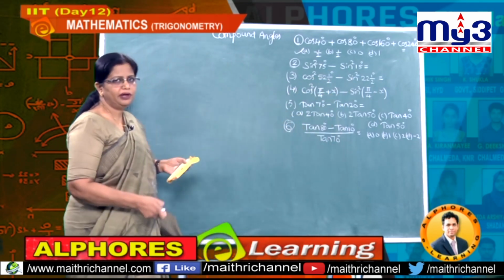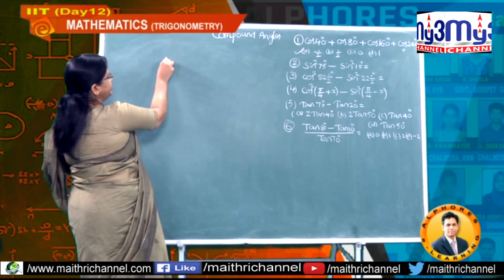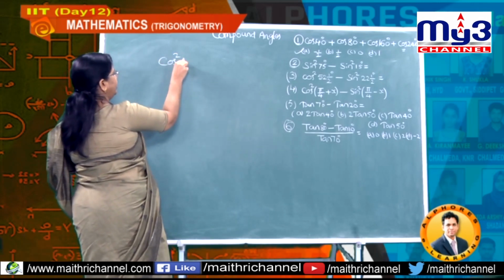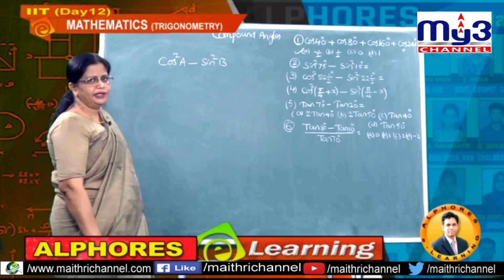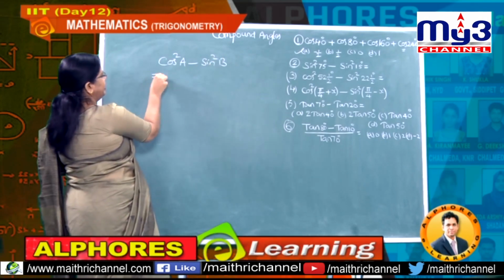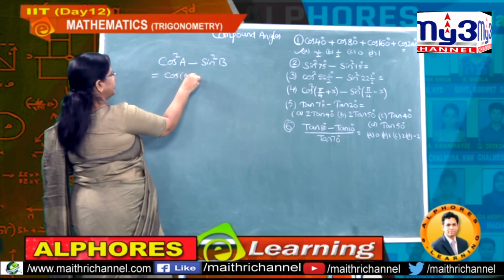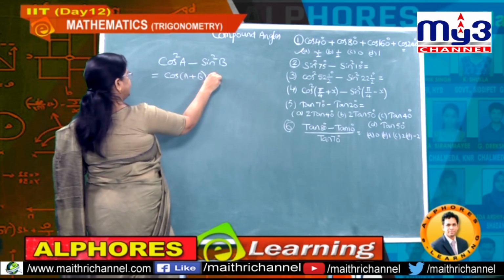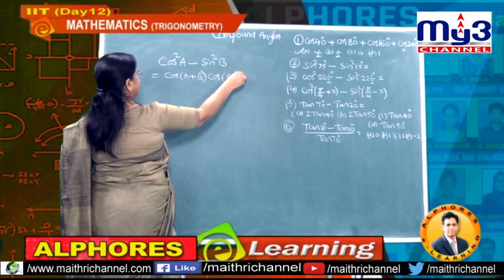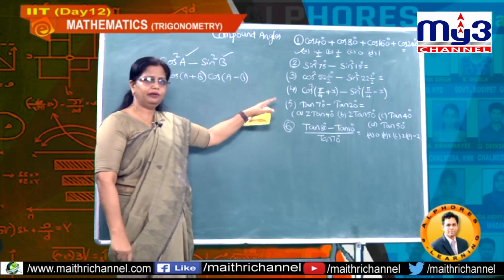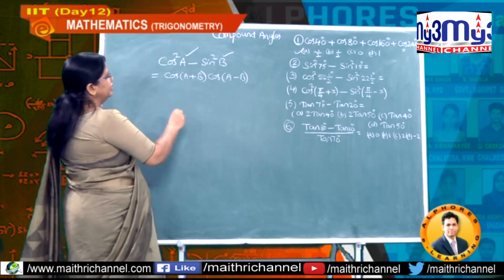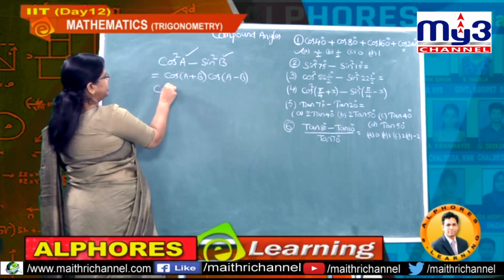Therefore, we use the formula cos square A minus sin square B. What is the cos square A minus sin square B formula? It is nothing but cos of (A plus B) into cos of (A minus B). This is our formula. These two angles here are different. Understand?